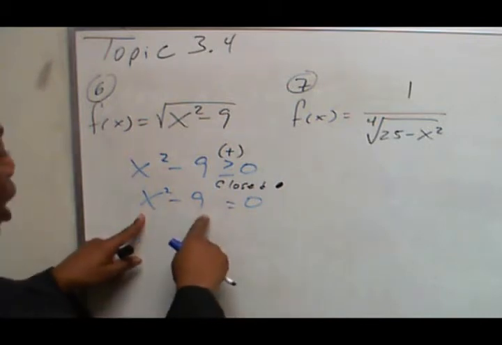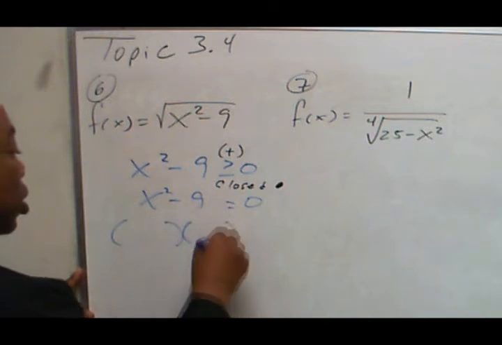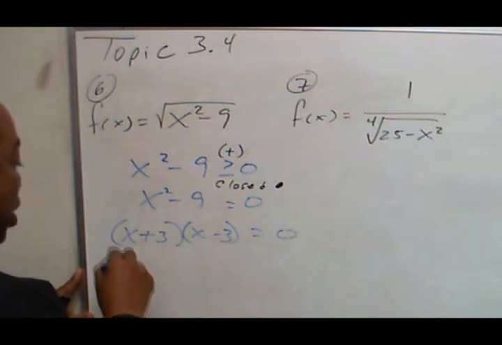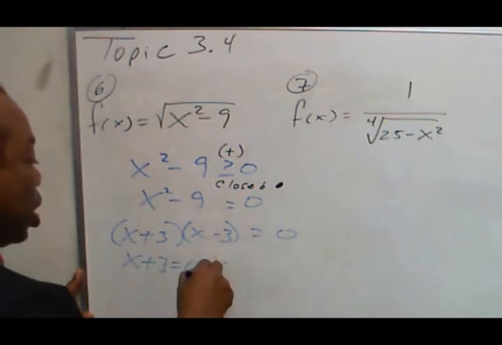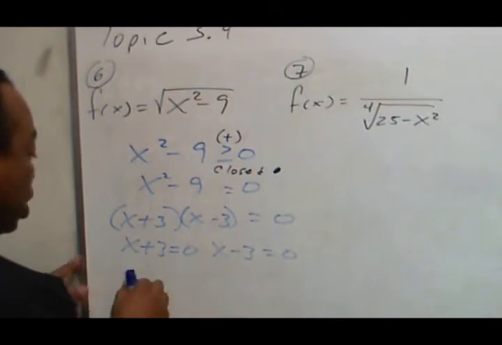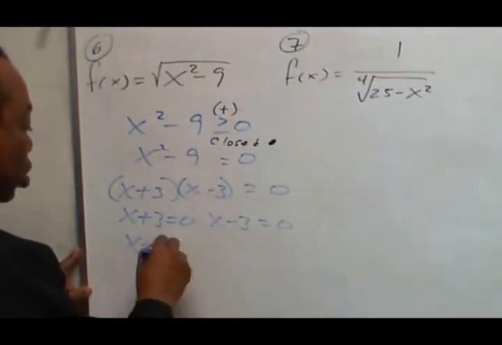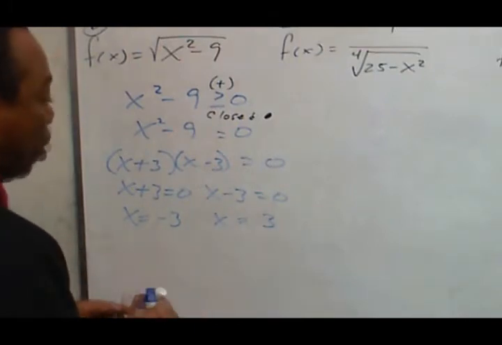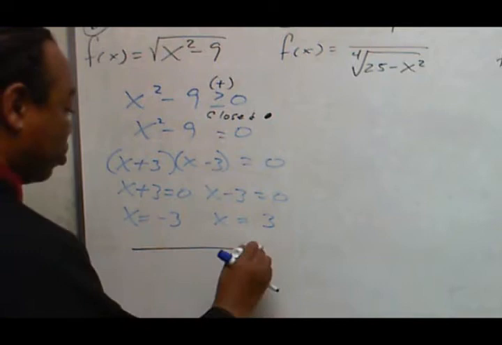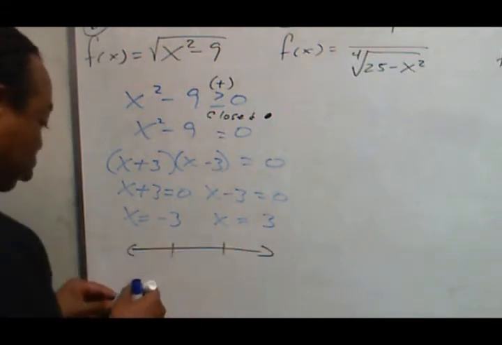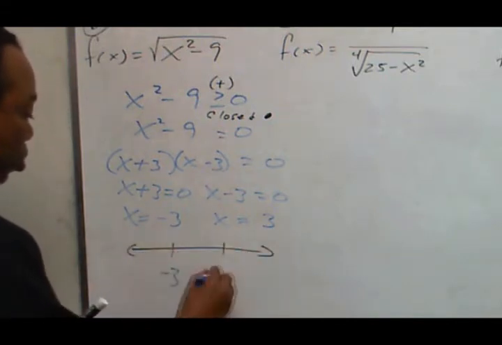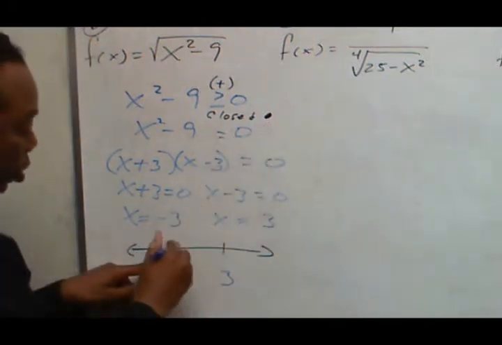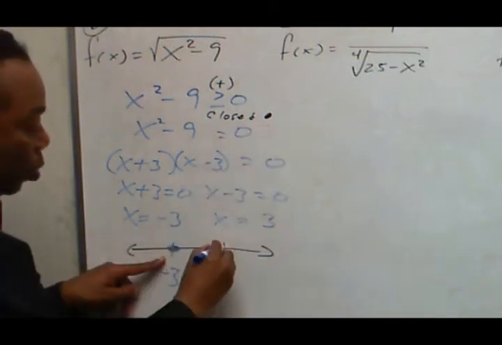So x squared minus 9 equals 0. I can factor that into x plus 3, x minus 3. And then I can set x plus 3 equal to 0 and x minus 3 equal to 0. And this solves to be x equals negative 3, and this solves to be x equals positive 3. Okay, I'm going to put those two answers on a number line. And then observe, this is going to be closed, and this is also going to be closed.